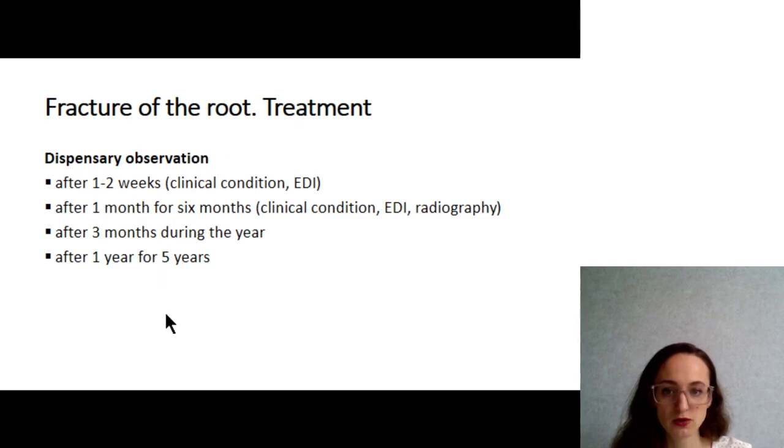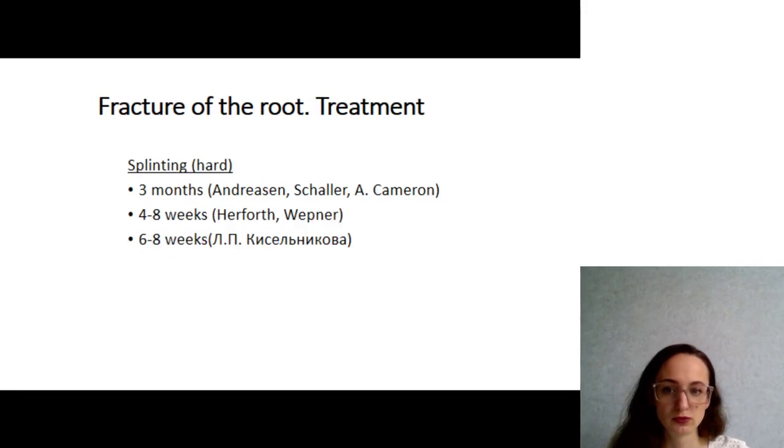Fracture of root: splinting for 3 months. Then 6-8 weeks.